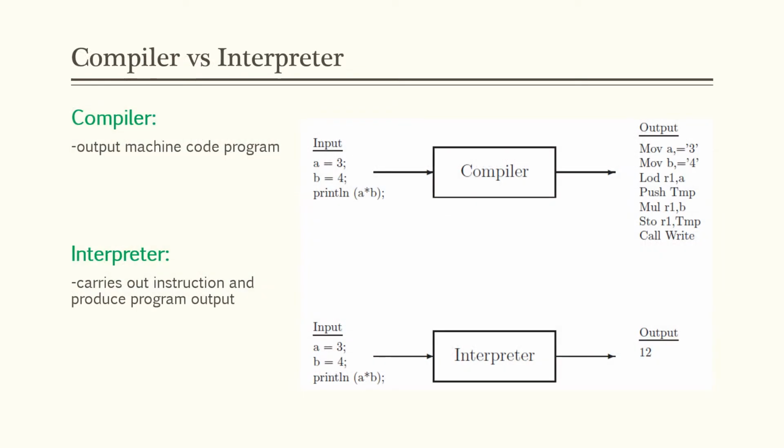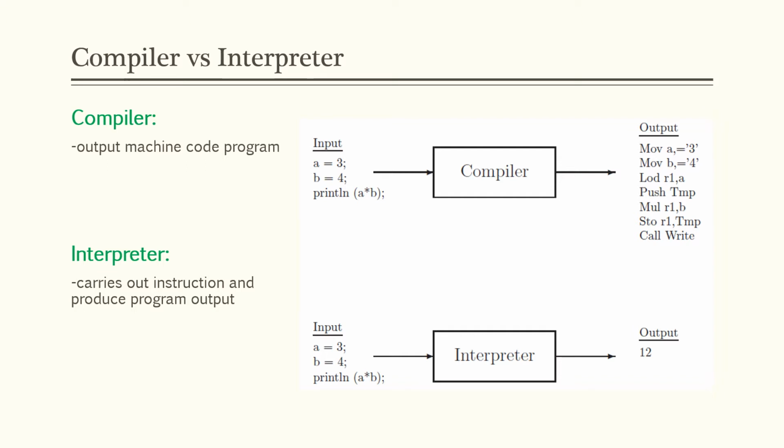Compiler versus interpreter. Compiler and interpreter are used interchangeably. Sometimes people use compiler to mean interpreter, and sometimes they use interpreter to mean compiler. If you look at this figure, the first one is the compiler, the second one is the interpreter. They are using the same input, which is the high-level language.